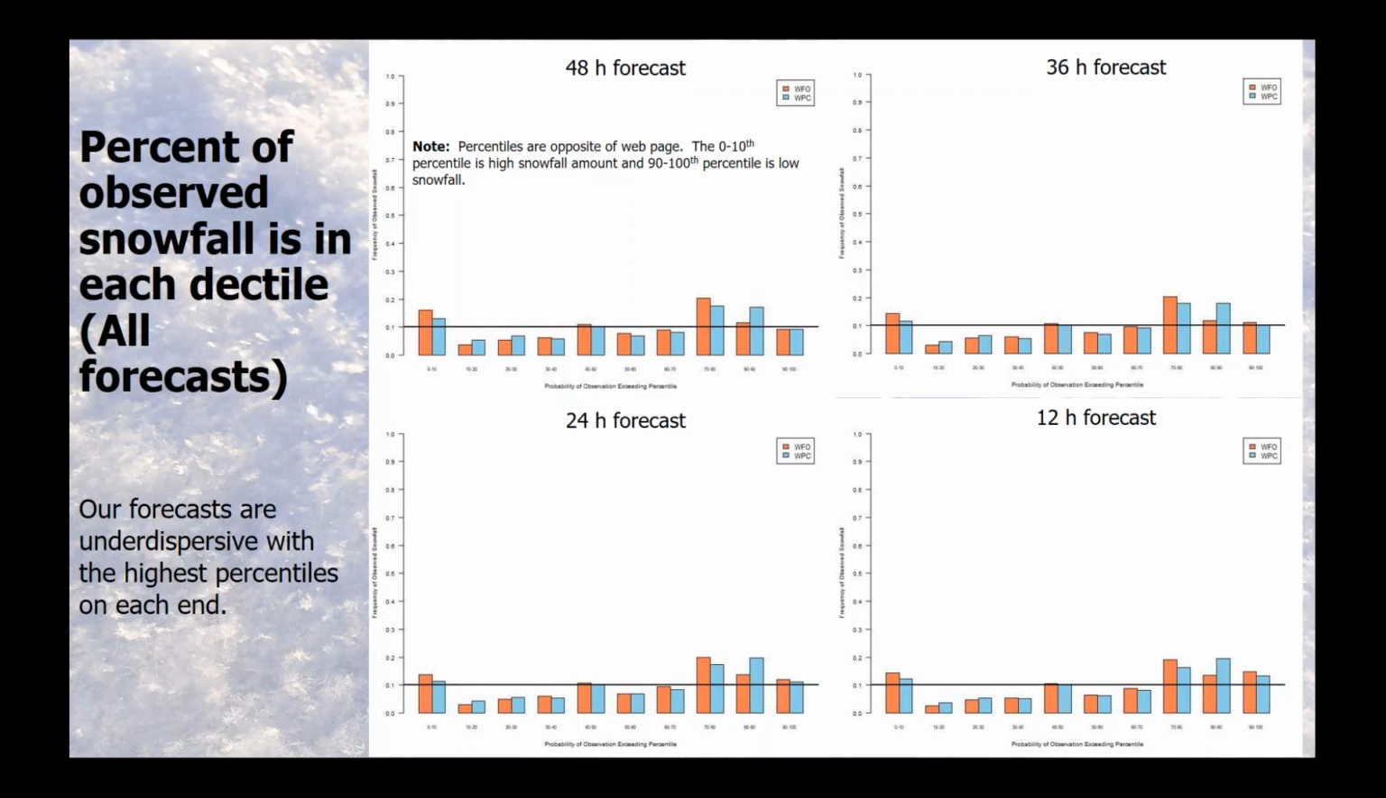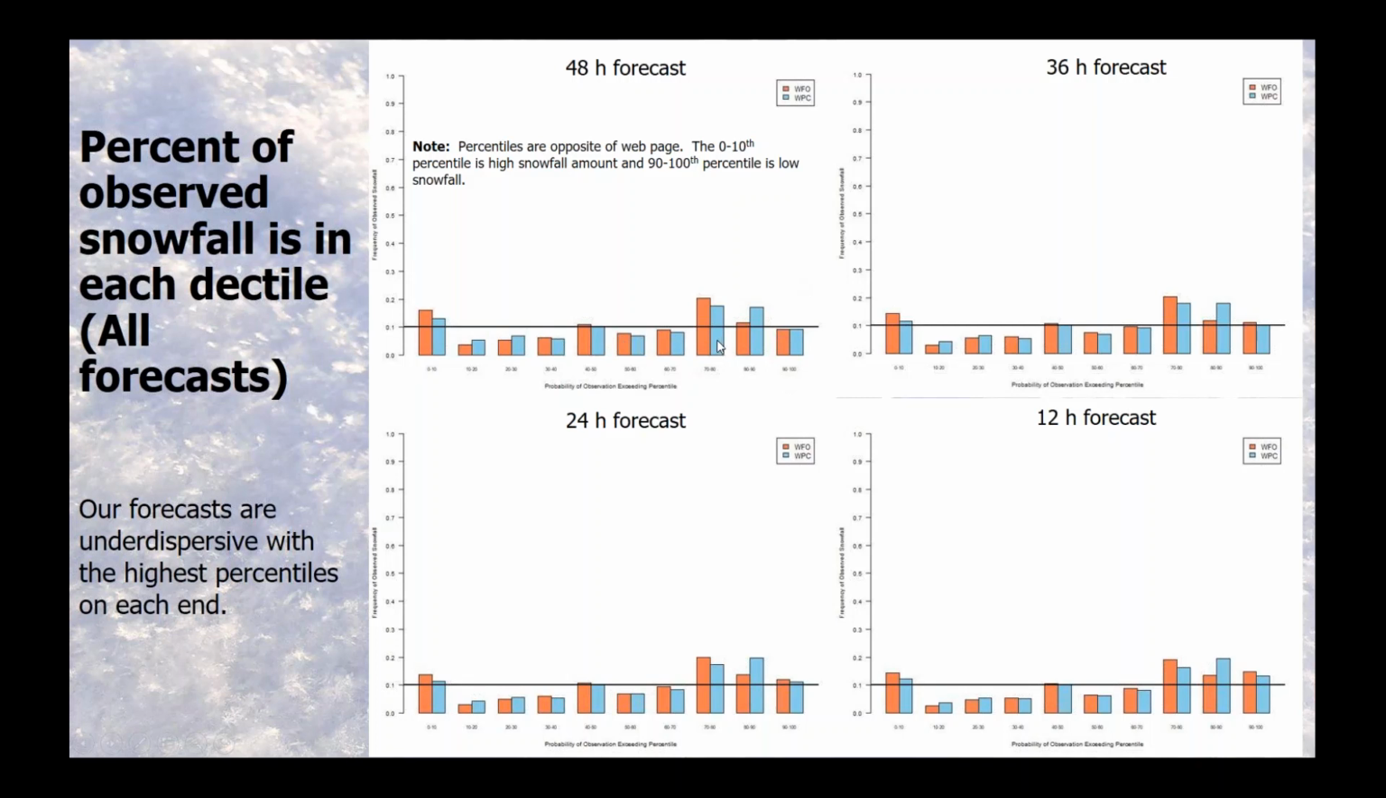And that's what I really want to emphasize, because I've seen ensembles or these type of diagrams where you'll have it hitting between 0 and 10, 20 to 30% of the time, and from 90 to 100, 20 to 30% of the time. And everything else is really low. And we're not seeing that here.